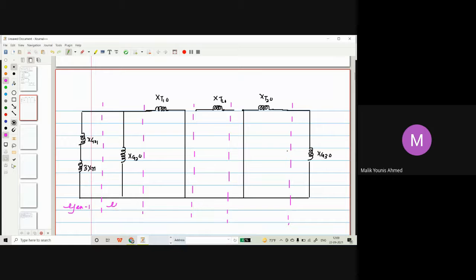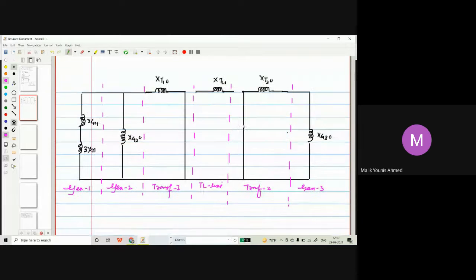This is the representation for the generator 2. This is for your understanding, I'm showing it. This is for the transformer number 1. This is for the transmission line. This is for the transformer 2. And this is for the generator 3. So it is very important how to draw the zero sequence network. I think it's clear for everyone.